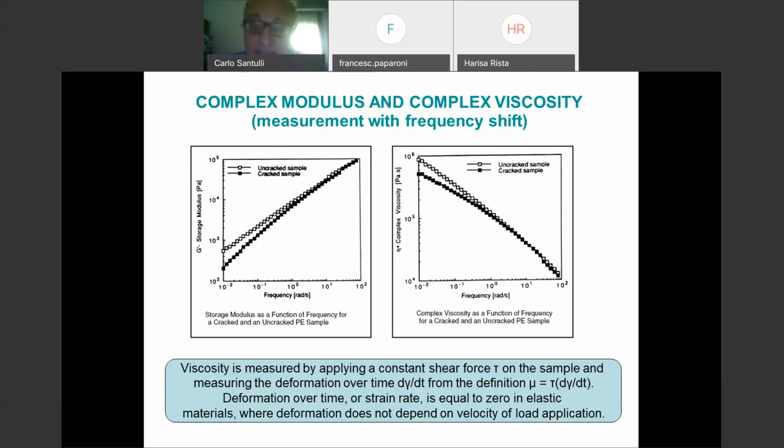It is interesting here that you can see some effect of cracks, or presence or absence of cracks, in this material. This is polyethylene, and you can see that there is a variation in shear modulus and therefore also in viscosity depending on the presence of cracks. So damage can have an influence also on the ability of the material to potentially flow.